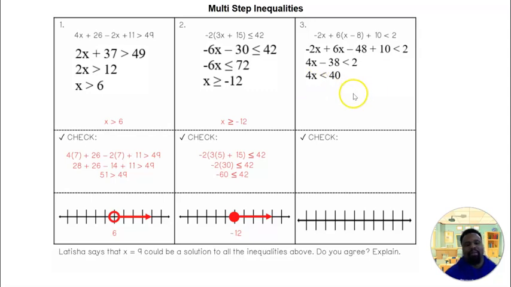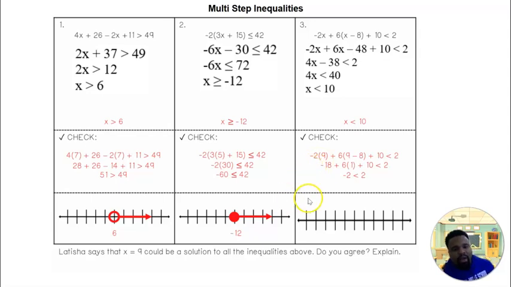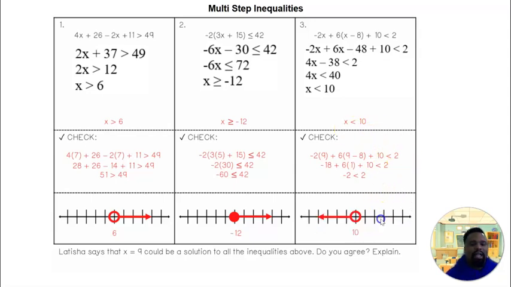And then divide both sides by 4. X is less than 10. So x is less than 10 is our inequality. Always double check: substitute a number that's less than 10 into the inequality to see if it's true. In this instance, we substituted 9, and we get negative 2. Negative 2 is less than negative 2, so the inequality statement is true. To graph it, we have an open circle on 10 going to the left.